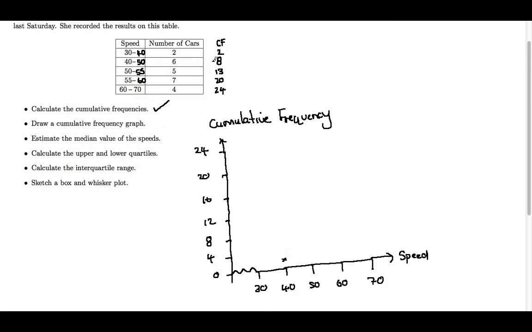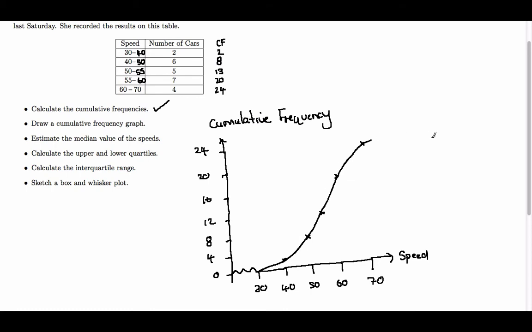In the 40 to 50, we had a cumulative frequency of 8, so we go along to 50 and up to 8. For 50 to 55, we have a cumulative frequency of 13, so it's 55 up to 13. In the 55 to 60, the cumulative frequency was 20, so we go along to 60 and up to 20. And finally, in the 60 to 70, the cumulative frequency was 24, so we go up to 70 and plot it at 24. So we just need to draw in our line.